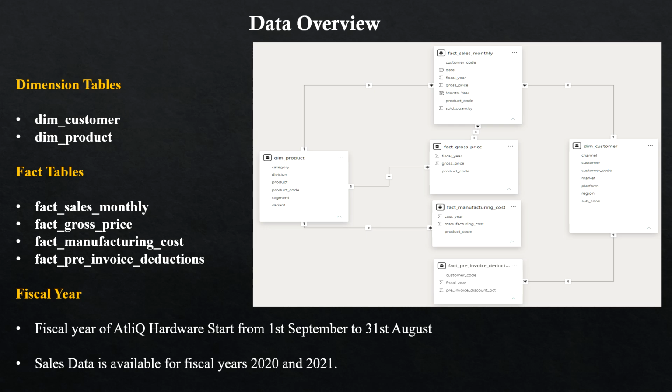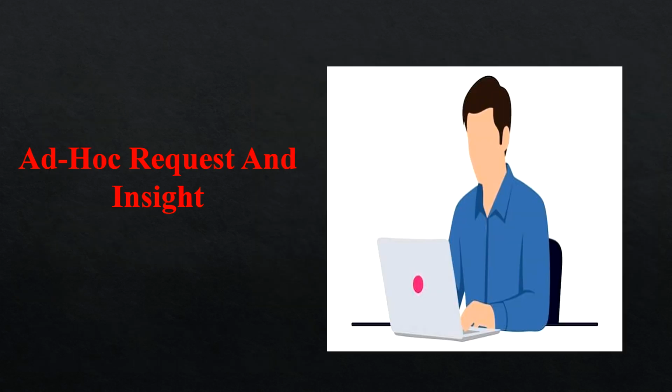Next one, we can see the data overview. The dataset contains two dimension tables, dim customer and dim product, and four fact tables, that is fact sales monthly, fact gross price, fact manufacturing cost, and fact pre-invoice deductions. You can see the dataset model, and the analysis is based on fiscal year 2020 to fiscal year 2021 data. A very important thing: the company's fiscal year starts on the 1st of September and ends on the 31st of August. Next, we'll see ad hoc requests and insights.